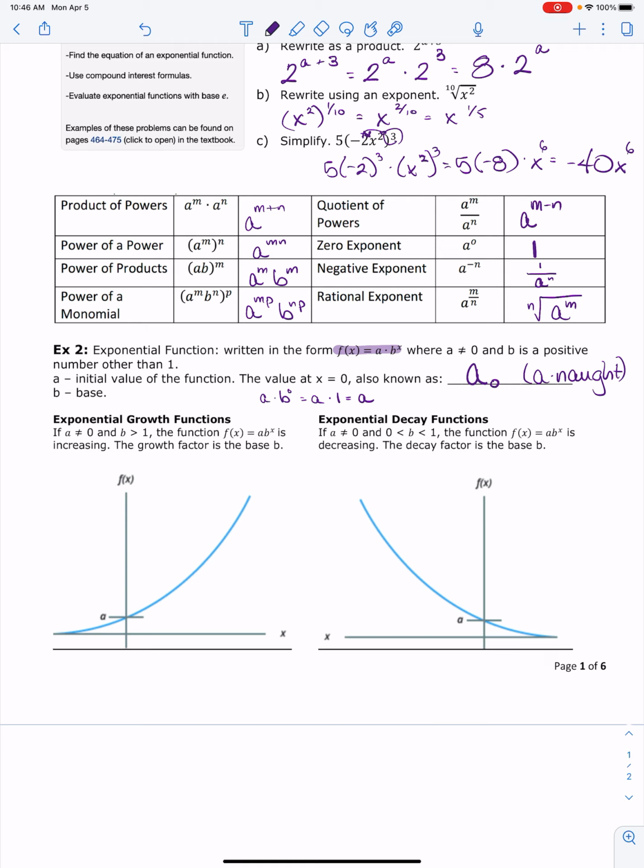And then 2 quick graphs down here. It's exponential growth if the function is going up to the right, it's exponential decay if the function is going down. Okay, so it's going to be exponential growth if our base is greater than 1. And it's going to be exponential decay if our base is between 0 and 1. Remember, it's got to be positive. And that's page 1.